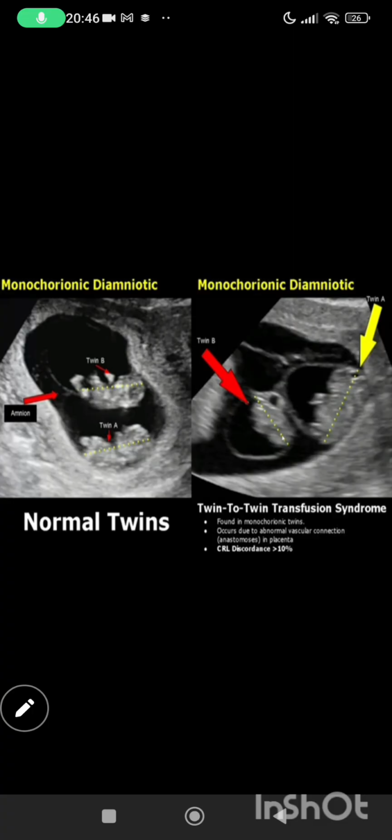So in twin to twin transfusion syndrome, there is also CRL discordance. What is the meaning of CRL discordance? Crown rump length will be unequal in both fetuses. Yes, because one fetus will grow more, the recipient one, and one fetus will be small, the donor one. So there will be CRL discordance. It is more than 10%.